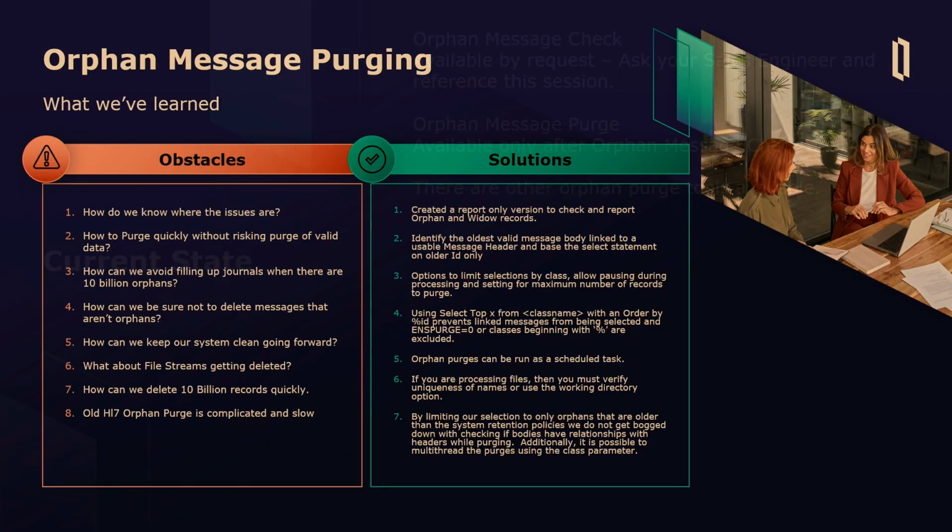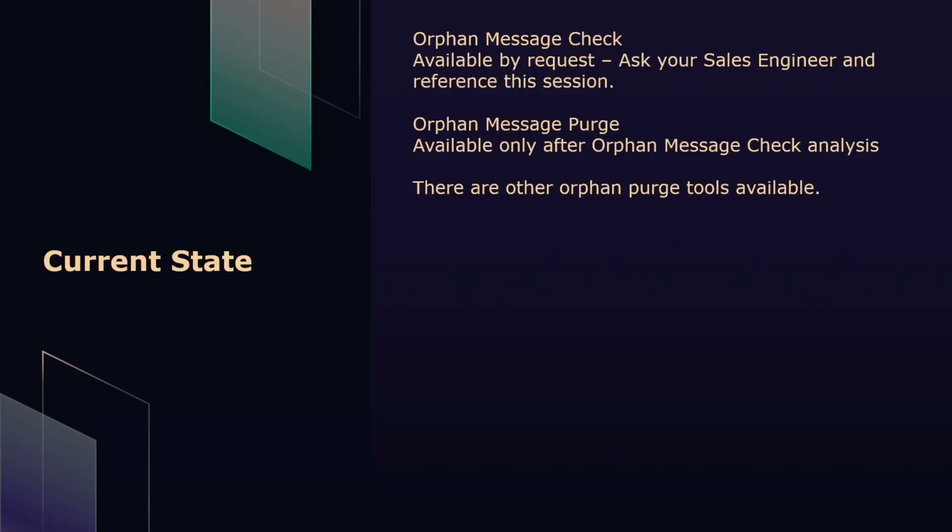So, current state. The orphan message check is available by request. And honestly, there is an orphan message routine that would check your system for you that's already out on the developer community, and you could use that just to see if you have an issue. But I'm going to publish the checker online so you can get it if you want, and then we can go from there. Either one's fine. The real question is, do you have an issue? It's worth checking your system to see if you have orphans, and if it's large, then you will want to talk to us about that. All right, that's our current state.